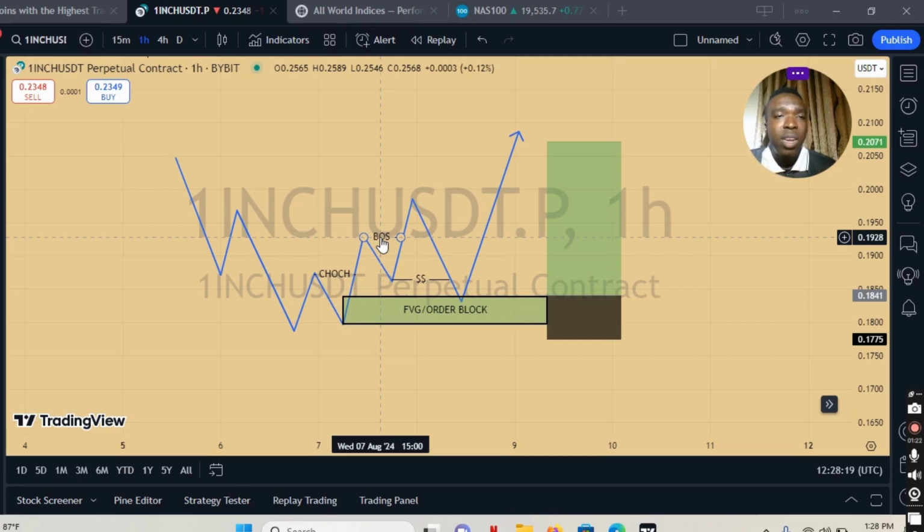giving us a break of structure, which confirmed that the market has now turned into an uptrend. Remember, this should be done on one time frame. If you are in 15 minutes, please stick to 15 minutes. If you're in 1 hour, stick to 1 hour.